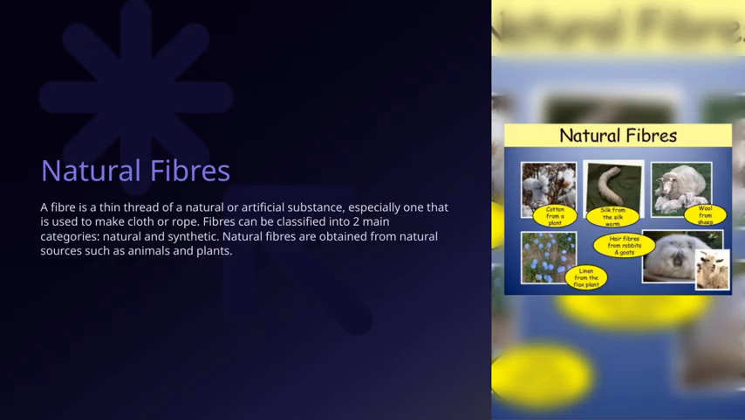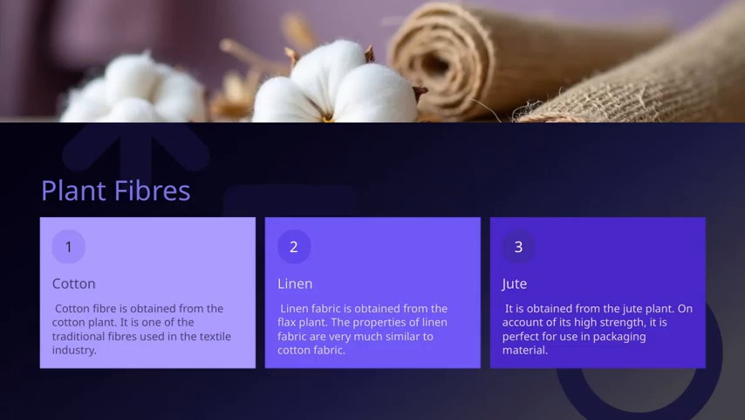These are obtained directly from natural sources, which include both animals and plants. For example, wool from sheep or cotton from plants. Understanding these natural fibers helps us appreciate their role in textiles and how they connect to sustainable and eco-friendly practices in the industry. Let's start with cotton.